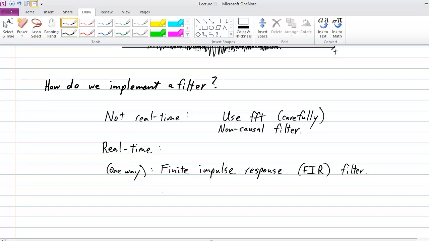So you're going to have, it's discrete time, and h of n is non-zero only on n in some set. Let's say 0 to capital N.